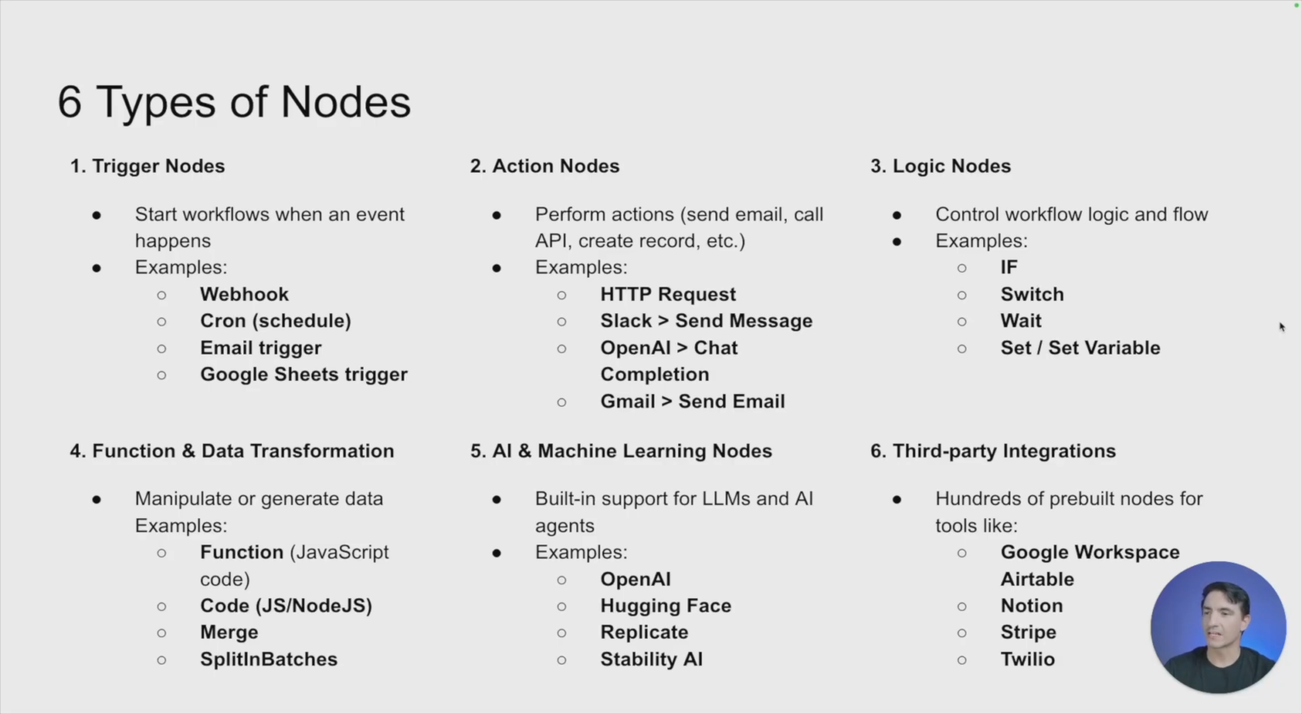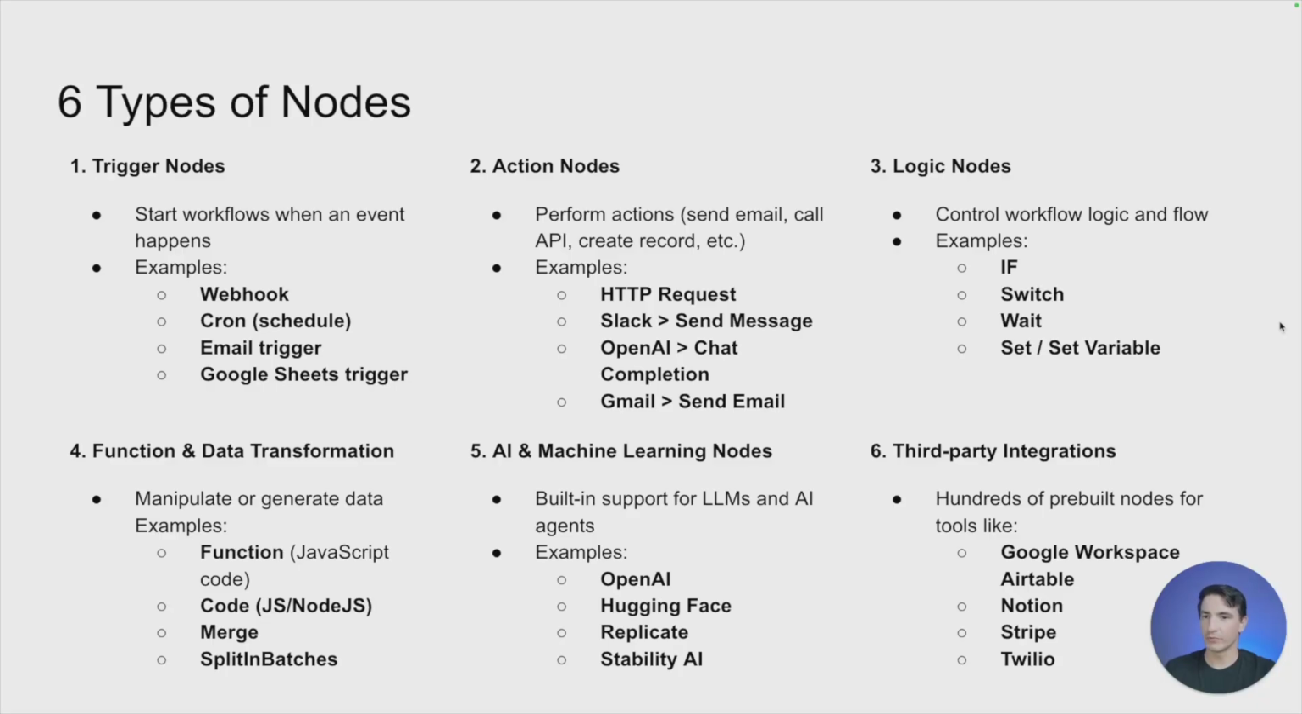Number 2, we have action nodes, exactly what it says. The node is taking an action. So for example, we can have Slack sending a message, we can have Gmail sending someone an email. So we're really thinking about doing something.